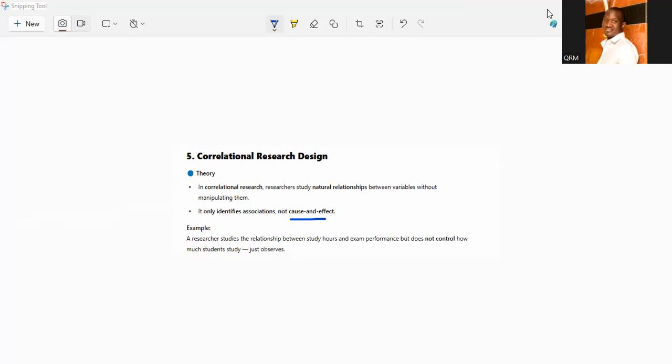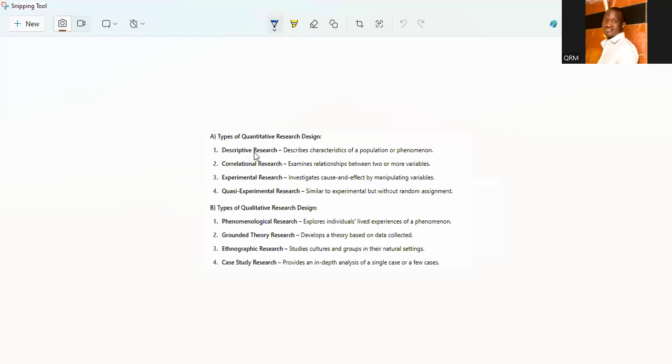So we said under quantitative, we have many, but the most common are the descriptive, which describes the characteristics of the population. Correlation, it examines the relationship between two or more variables. Experimental, it is used for cause and effect. Quasi experimental, it has a combination of two, okay? It is similar to experimental, but without random assignment.